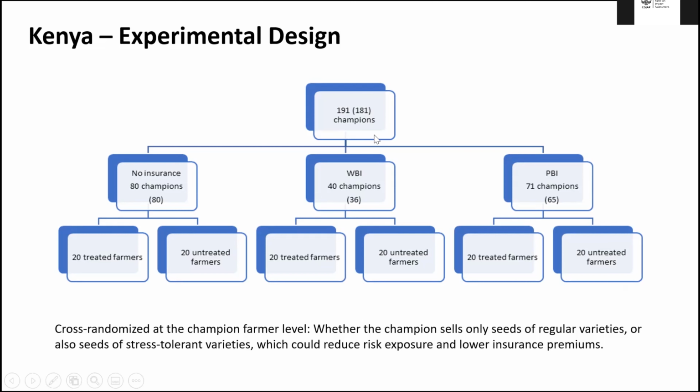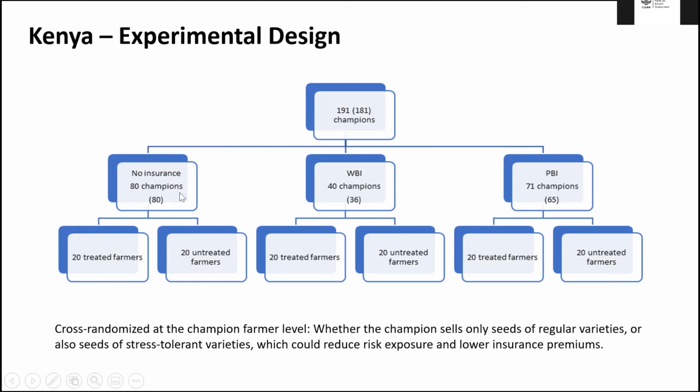So here in the top figure, you see an overview of the experimental design focused on the insurance component. In Kenya, we have 3 treatment arms. First of all, we have a no insurance arm. So this is in a way our control.